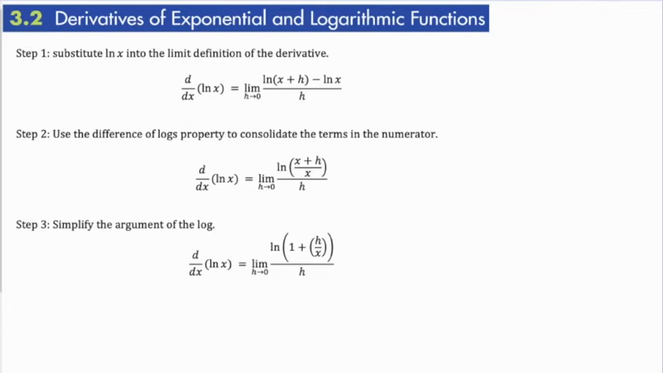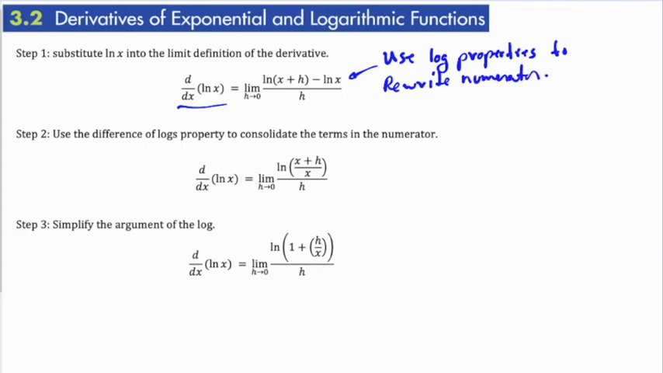So step 1, substitute natural log of x into the limit definition of the derivative. So to find the derivative of ln of x, we're going to take ln of x plus h minus ln of x in the numerator all over h. And now we can use log properties to rewrite the numerator. So this is the difference of logs property. Ln of a minus ln of b is equal to ln of a over b. So this is our a, this is our b, and you'll notice that we have x plus h over x in the second representation of our limit.